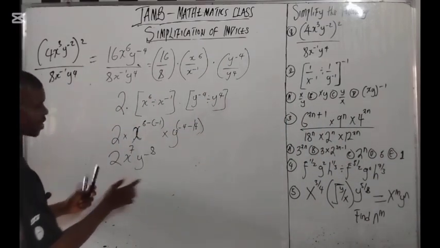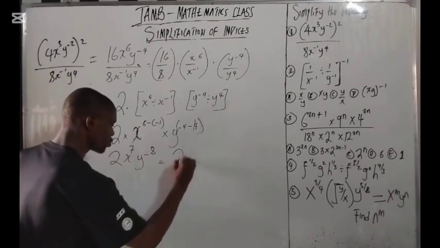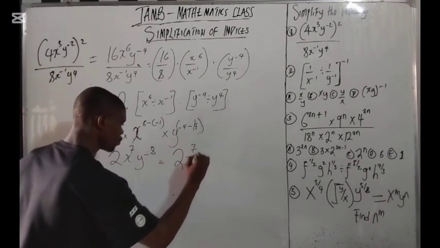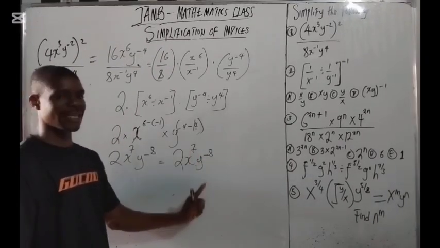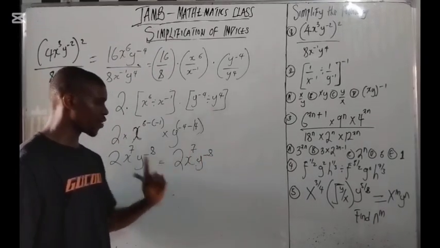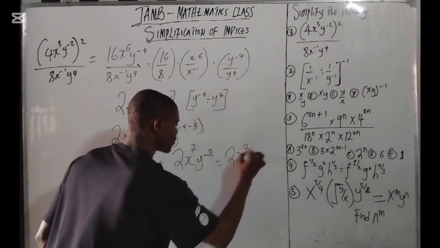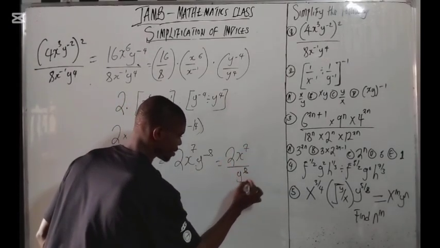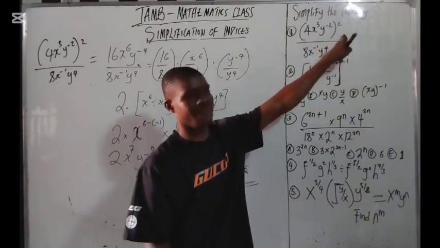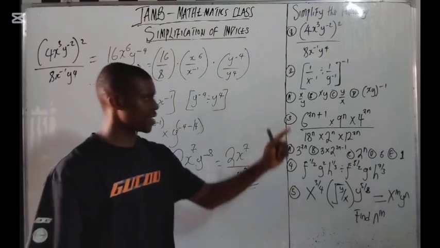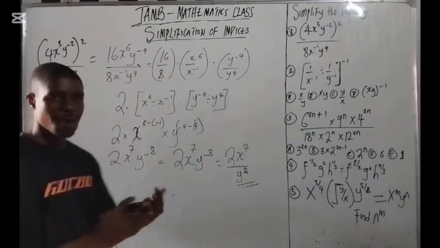So this is not the answer. This is the answer to the solution. So the answer is 2 x raised to 7 y raised to minus 8. Now you can simplify it by removing this minus here. So you can break it down to be 2 x to the 7 over y to the 8. That is it. So this is the solution to the first problem. As easy as that. Now when you are evaluating this problem, you have to take it step by step.